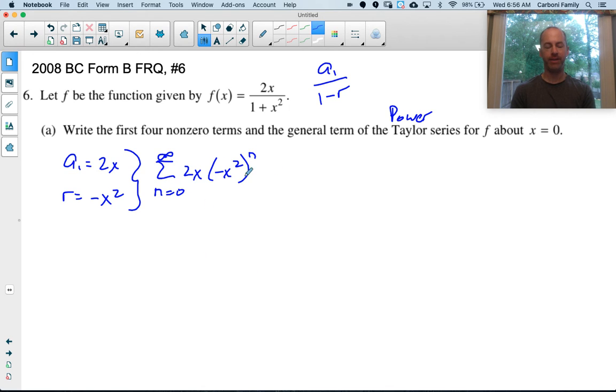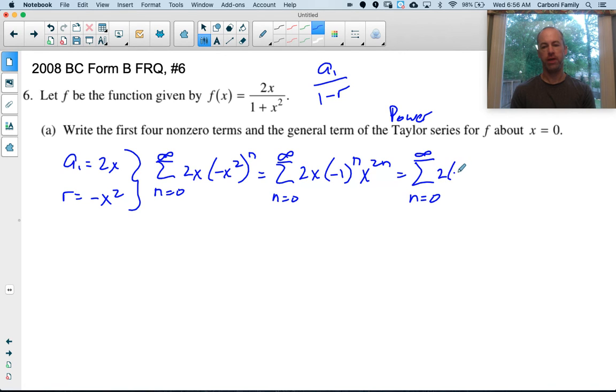And then I'm actually going to clean that up a little bit. That's going to be the series of 2x, negative x squared to the n is negative 1 to the n, x to the 2n, and then I can even go one more step to clean this up. 0 to infinity, that'll be 2 times negative 1 to the n. x times x to the 2n would be x to the 2n plus 1. And so I have a series in sigma notation.